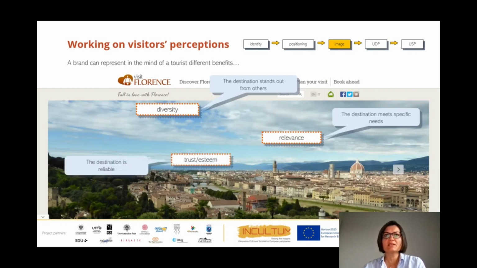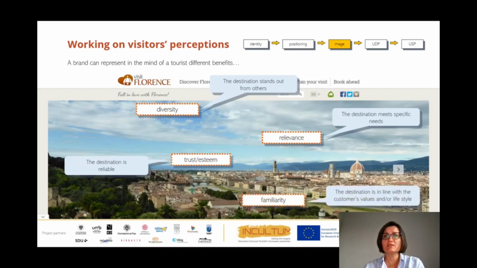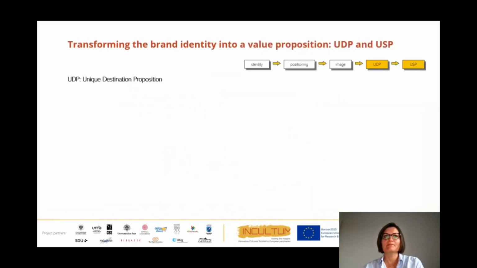The destination can express also trust or esteem. In this case, the tourist might think, I want an international level service combined with a typical Italian atmosphere, beauty and landscape. And finally, the destination can also express familiarity with the customer's value system. And so the tourist might think, I'm a romantic person. I also saw the film A Room with a View, so Florence is the city for me.